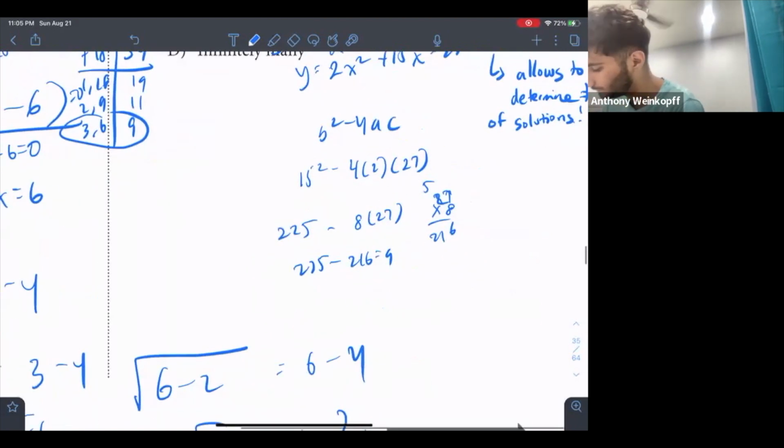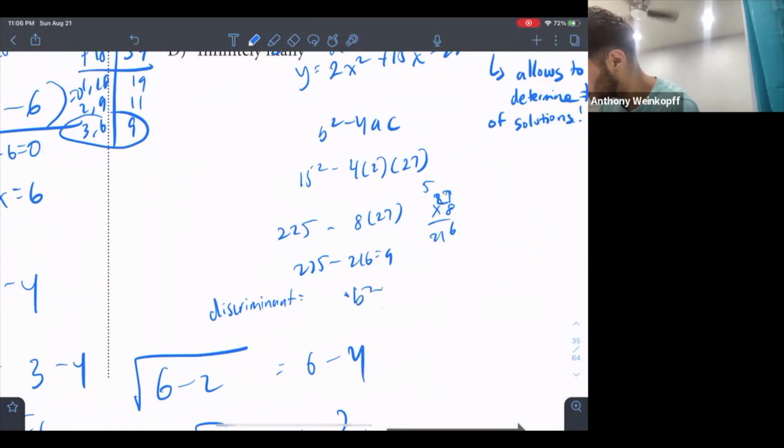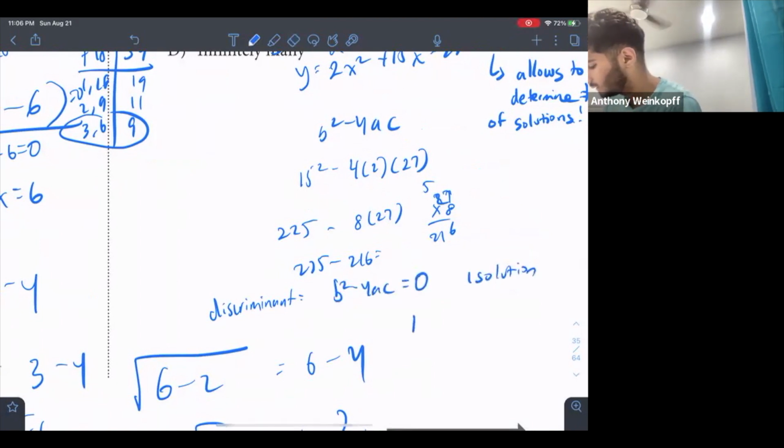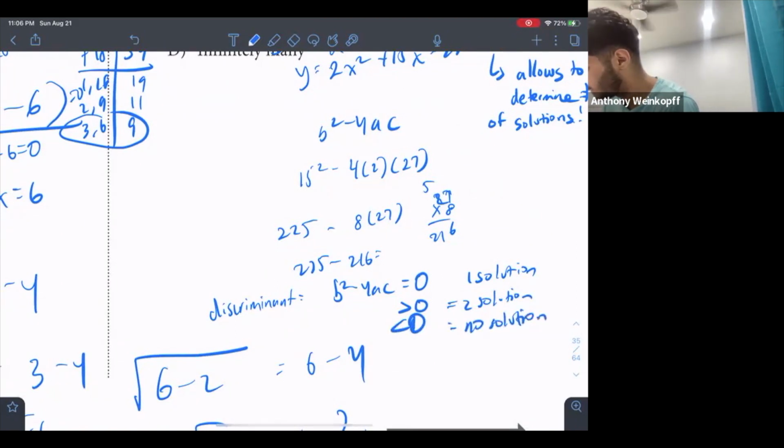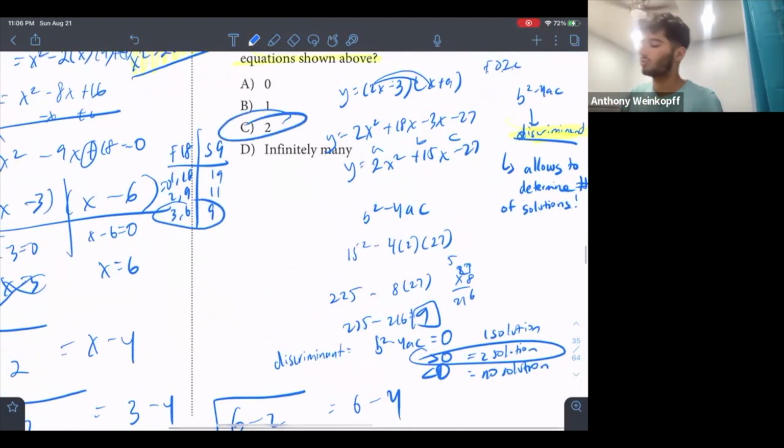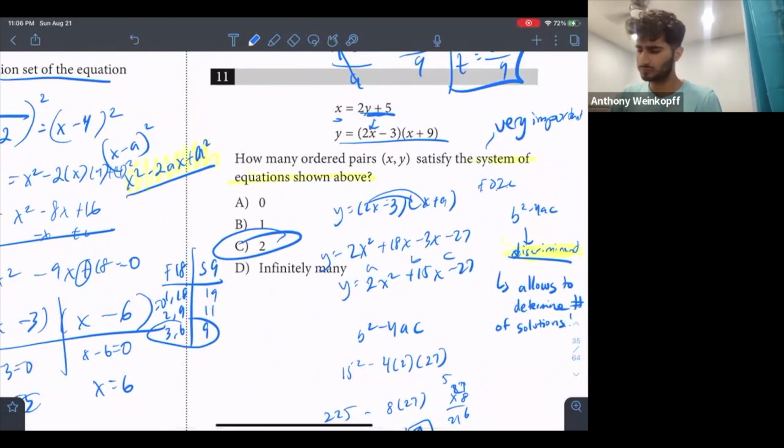And if the discriminant, or b squared minus 4ac, is equal to 0, then it's one solution. If it's greater than 0, two solutions. Less than 0, no solution. Since it's 9, we know it's greater than 0, so that means it has two solutions. Choice C for 11. You could have substituted x, but you can also just distribute and figure it out that way, but both ways work.